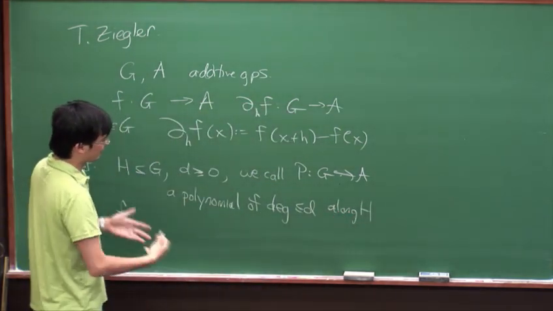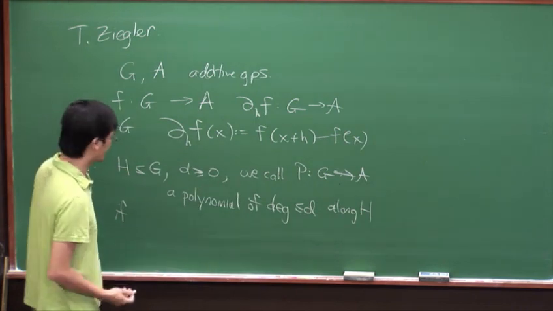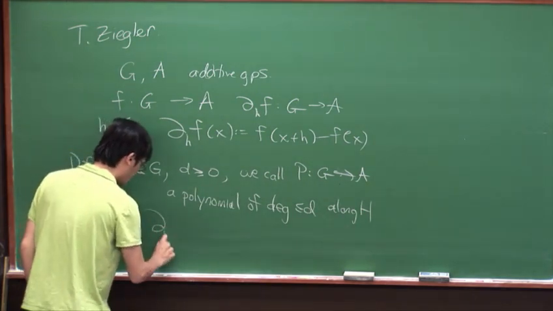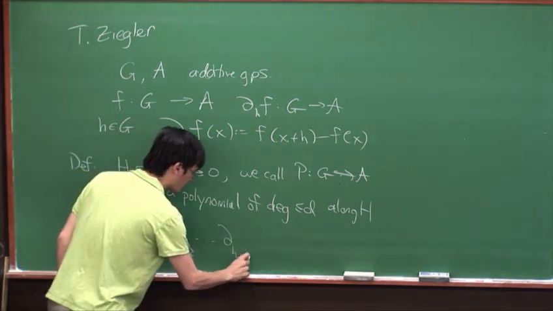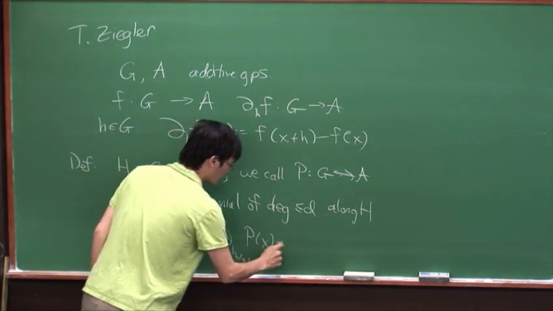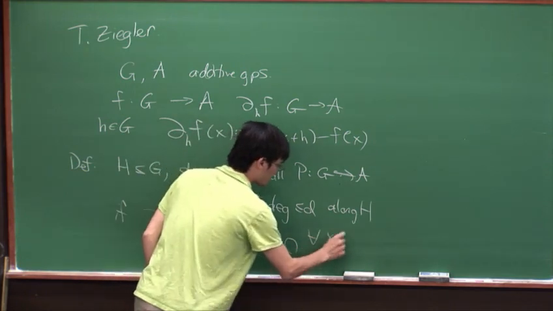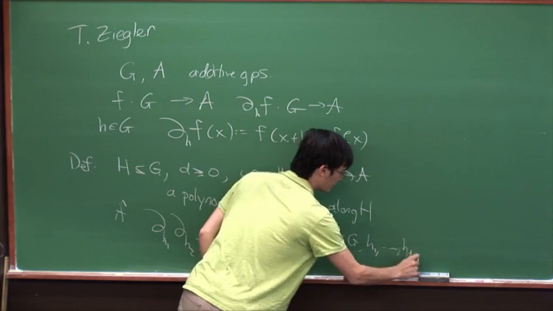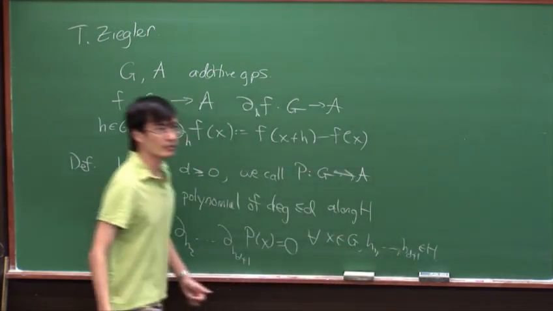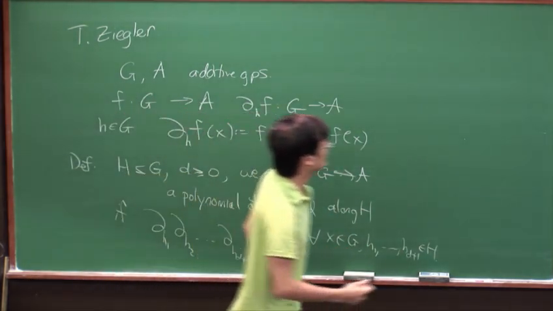Polynomials of degree d are those that vanish if you differentiate them d plus 1 times. So whenever you differentiate the polynomial d plus 1 times, it vanishes, for x in your domain, and you only differentiate in the directions in H. So this is a definition, and let me give you an example.